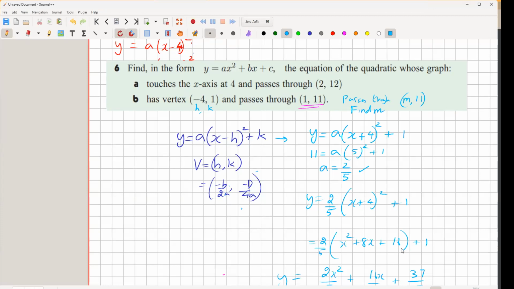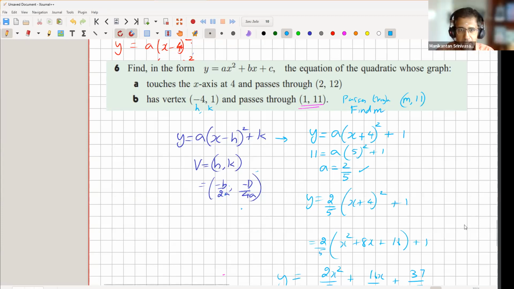So I didn't quite understand the question. Okay, could you repeat? So 6B: the question is find, in the form ax squared plus bx plus c, the quadratic whose vertex is (-4, 1) and passes through (1, 11). As an extension to that, I'm asking one more. This quadratic function passes through (M, 11). Find M. Other than 1, it passes through (1, 11), but there's also another M where it passes through (M, 11). Is the question better now, Vahana?